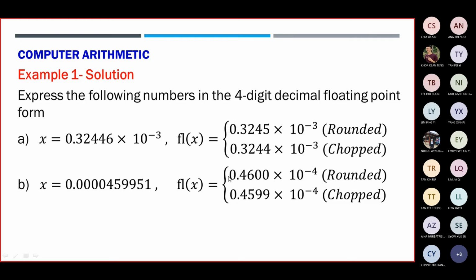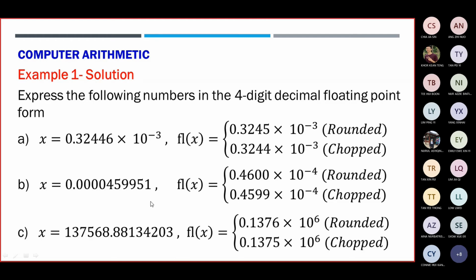But when we come to the chopping error, as I said earlier, chopping will not consider whether the number is greater or lower. Whatever the number is, they always record the lowest point of it. So even if it is 5, it is only read as 0.4599 times 10 to the power of minus 4. So that is chopping of numbers, chopped at the point 5. Okay.